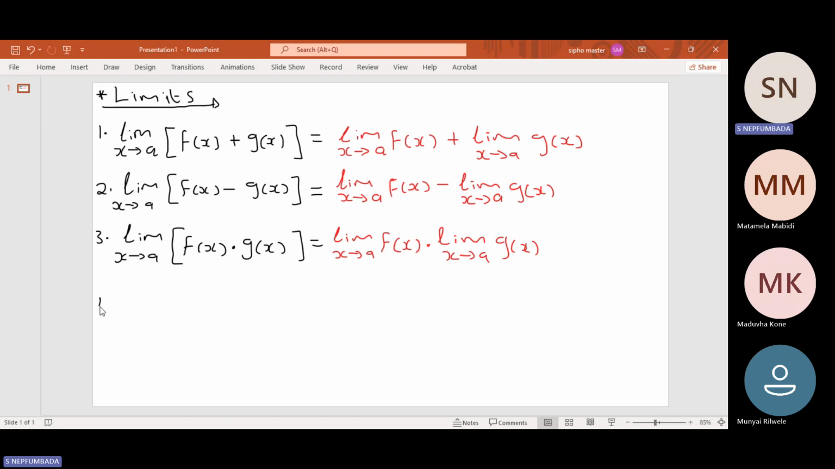And let's proceed. Let's say we've got the limit of x approaching a of a function f at x divided by g at x. This is the same as that limit being distributed on the numerator and denominator. Then it means we've got the limit of x approaching a of f at x divided by the limit of x approaching a of g at x.